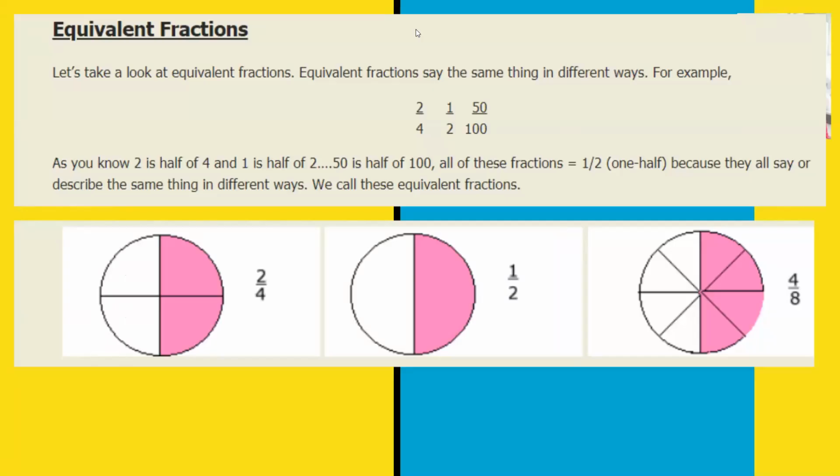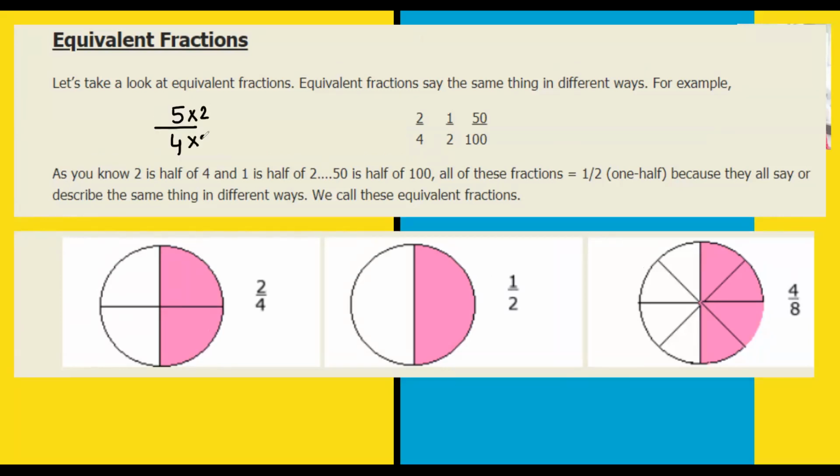Equivalent fractions. Equivalent fractions are the same fraction, like suppose I write 5 by 4. If you multiply up and down by the same number, you get an equivalent fraction. Like 7 by 8, if I multiply it by 5 up and down, I get an equivalent fraction. That is the concept of equivalent fractions.